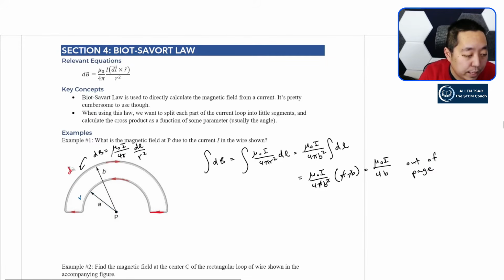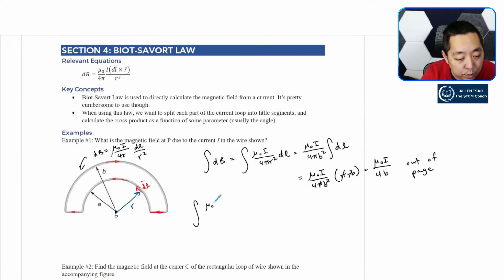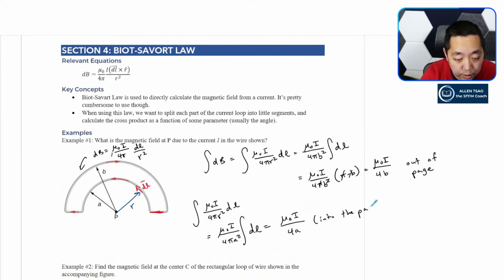Then we look at maybe the inner loop, right? So the inner loop has current going here like this. This is dL, and a similar thing happens. The R is perpendicular to the dL, so when you do that cross product, you just get dL. So that's the integral of mu naught I over 4 pi r squared times dL. But here the r is a, integral of dL, and so it's the same calculation. It's just that instead of 4b, it's going to be 4a. But this is into the page by using our right-hand rule.